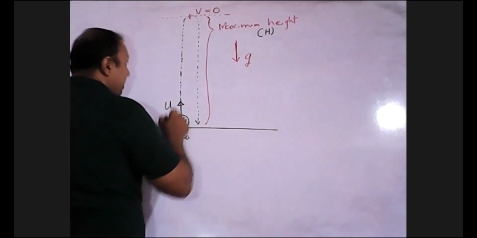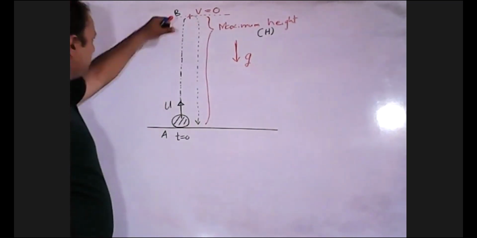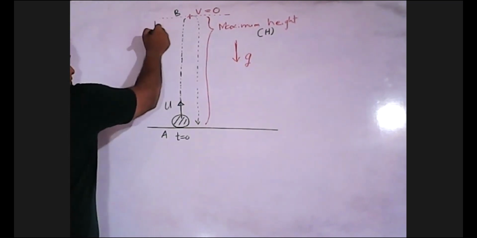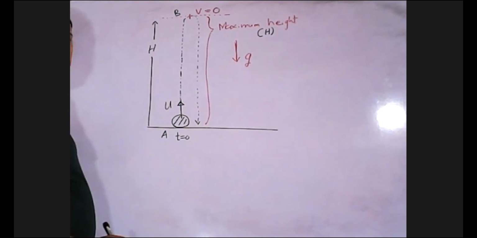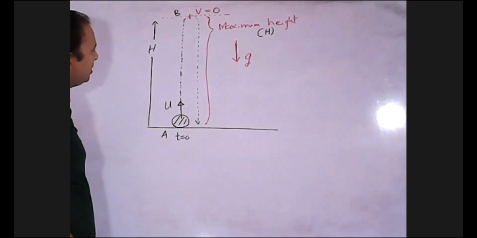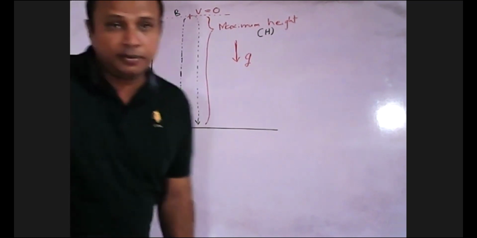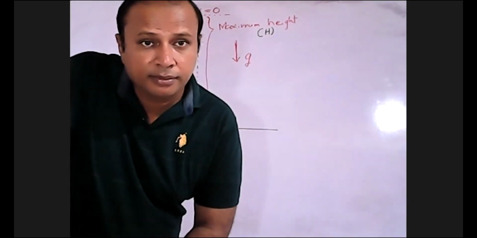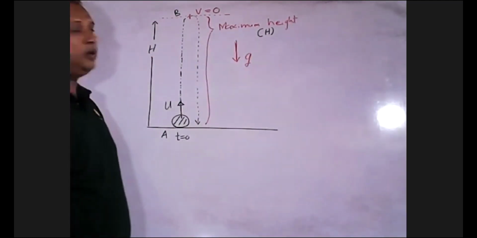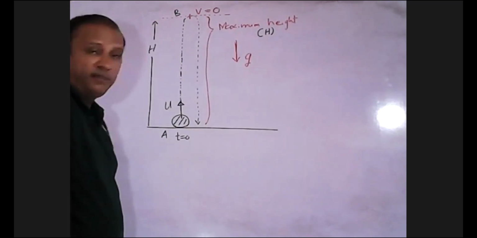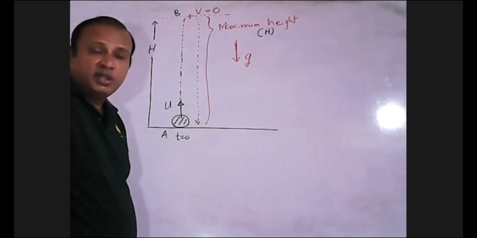Suppose this is A and this is B. h means the distance from here to here, no? So if you want to find h, we can use equations of linear motion. The velocity will be 0 at the maximum height. So if we want to find the maximum height, we can use the equations of linear motion.